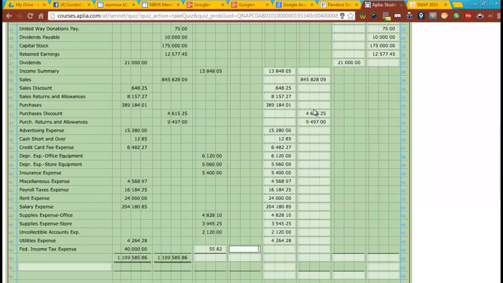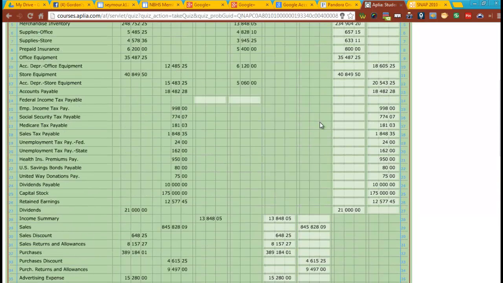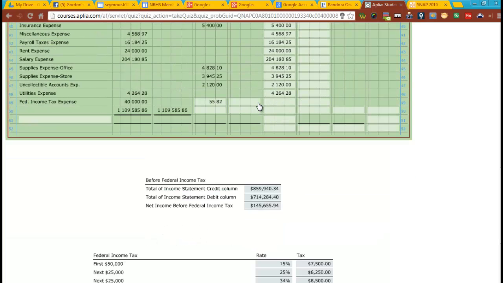Scroll up, scroll up. We're going to go to line 14, federal income tax payable. Debit or credit? Credit. Now, don't forget to put in $55.82, right? Where else do I need to put that $55.82? On the balance sheet as a credit. Josh, you're offering your debits and credits today. Now, I can really improve my worksheet.